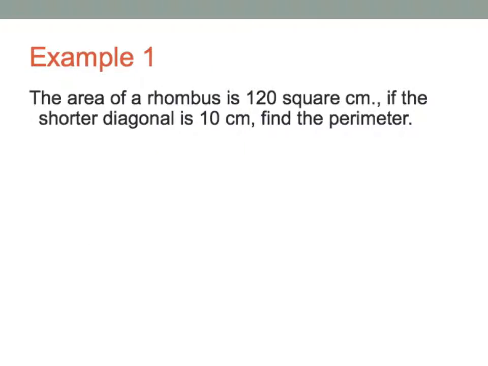Okay, example 1. The area of a rhombus is 120 square centimeters. And so we know area is 1/2 times the length of diagonal 1 times the length of diagonal 2. And it's saying that this is equal to 120. And the shorter diagonal is 10. Underline, find the perimeter. And this here tells me that I need to find the length of all the sides.